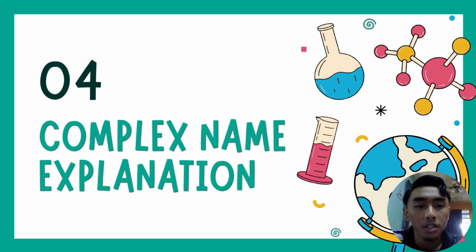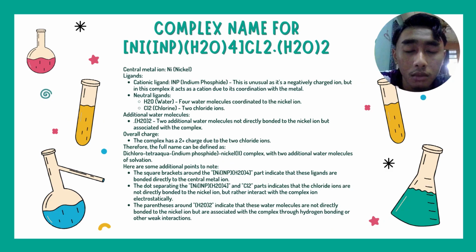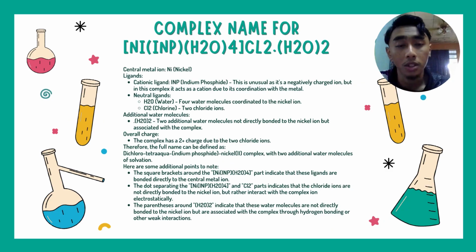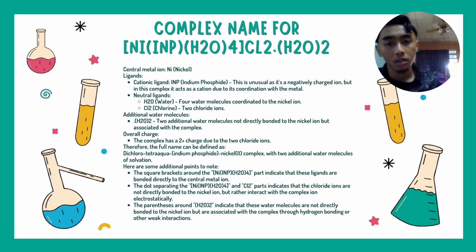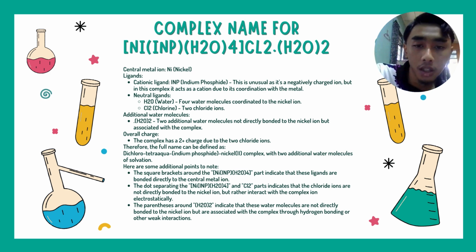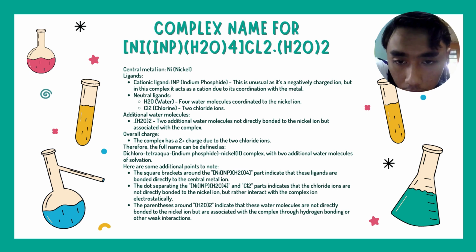Next is the complex name explanation. The full name of my metal complex is dichlorotetraaqua INP. So it has a little bit of error there. It's not indium phosphide, but it has the long name that I mentioned in the previous slide. So dichlorotetraaqua INP nickel 2 complex with two additional water molecules of solvation.